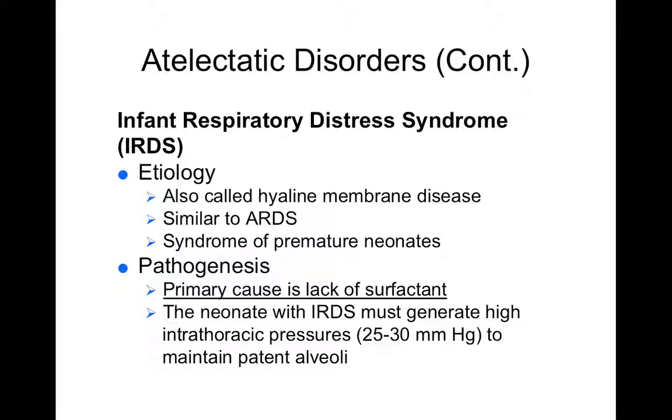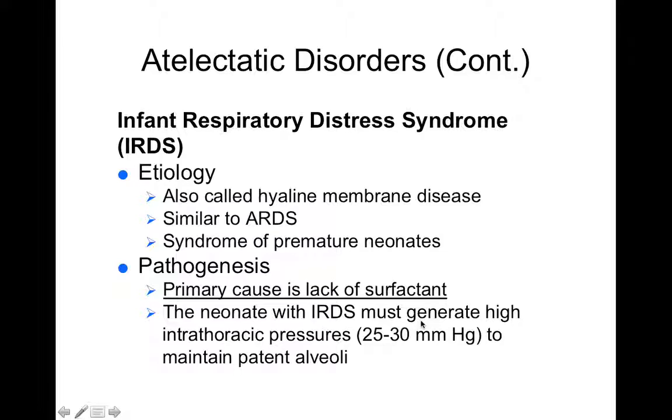Reduces surface tension. Good. So the primary cause of this is lack of surfactant, which means that you can't reduce surface tension as well, so that in these premature neonates, they have collapsed airways, which makes it very difficult to breathe. Now, there's different ways to reverse this. There's hormones that can increase the production of surfactant. Otherwise, doing lung lavages with different surfactant-containing solutions can also help reverse this as well.